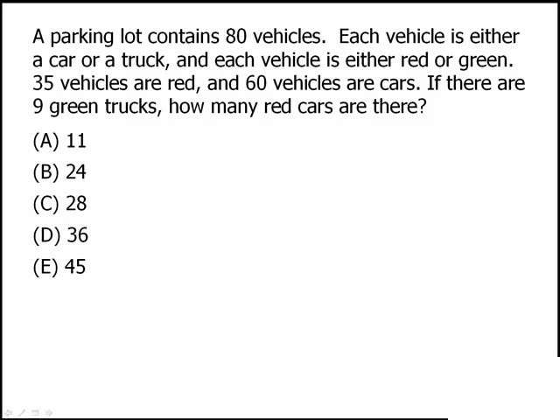Now in this question, we have a population of vehicles, and each member of this population has exactly two features associated with it. The two features are the vehicle's color, red or green, and the vehicle's type, car or truck.